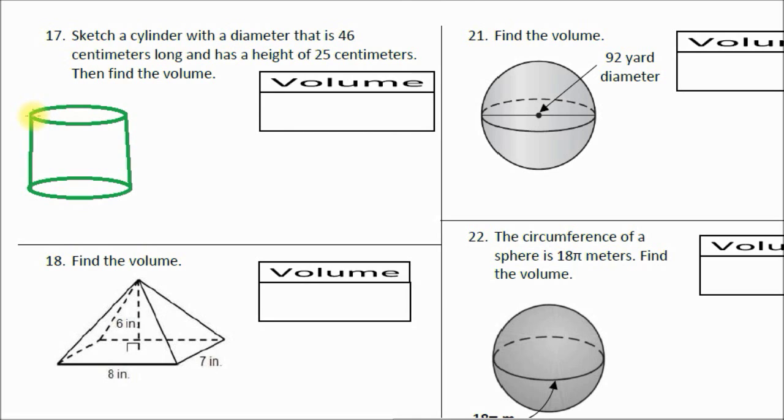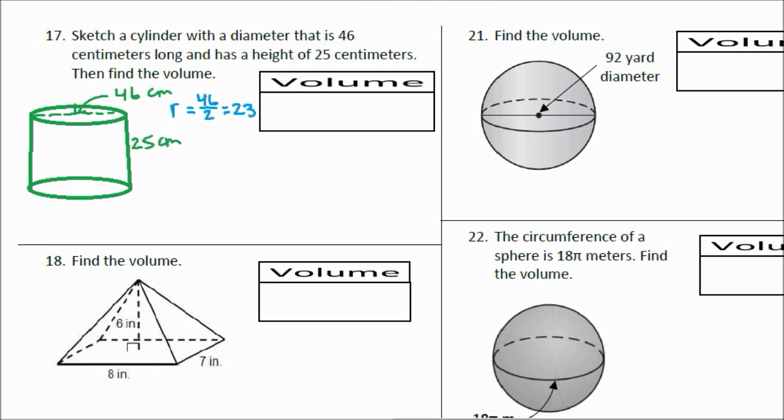We've got some dimensions here on this cylinder. We have a diameter which is 46 centimeters, and a height which is 25 centimeters. Well, first thing you want to notice, class, is we don't need the diameter, we need the radius. The radius is half of the diameter. So 46 divided by 2 is 23, and that's going to be centimeters. So 23 centimeters. All right, we got our radius.